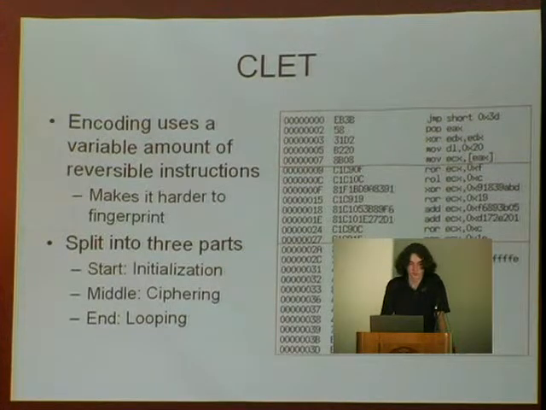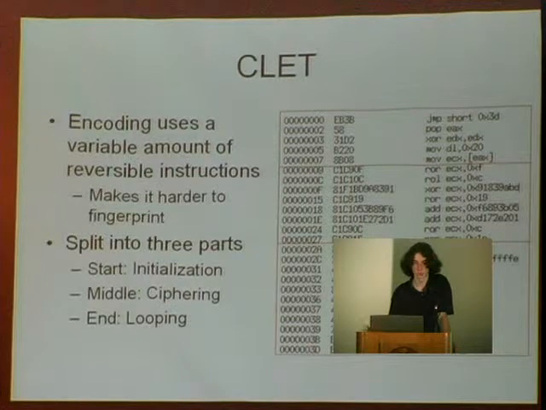CLET, like I said, uses a variable amount of reversible instructions, which means that instead of just using XOR, they can use multiple instructions. In this case, they use ROR, or ROL, XOR, ROR, add, ROR, which, if you don't know, IA-32 assembly means absolutely nothing to you. But basically, they use around 8 different instructions to encode this, so that it's a bit more difficult to look at.